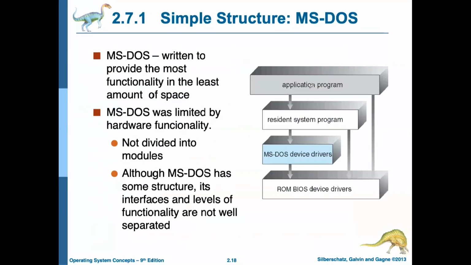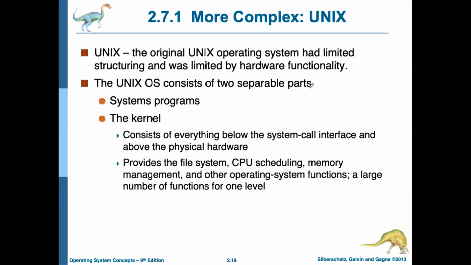Simple structure: MS-DOS. MS-DOS was written to provide the most functionality in the least amount of space. MS-DOS was limited by hardware functionality and not divided into modules. Although MS-DOS has some structure, its interfaces and levels of functionality are not well separated. More complex is Unix. The original Unix operating system had limited structuring and was limited by hardware functionality.